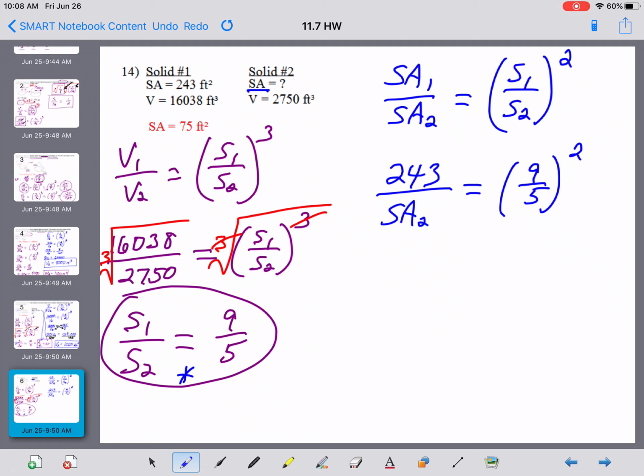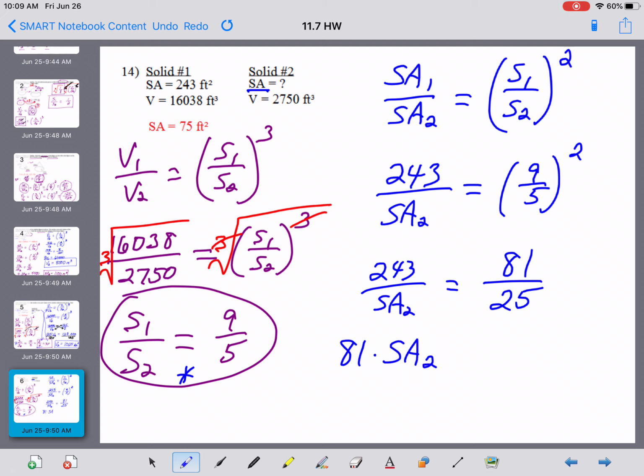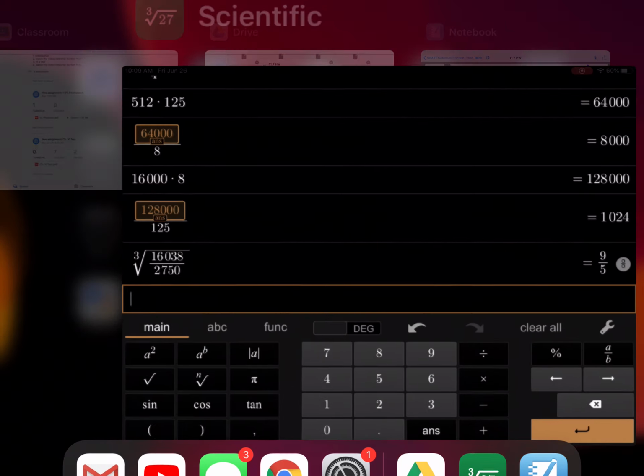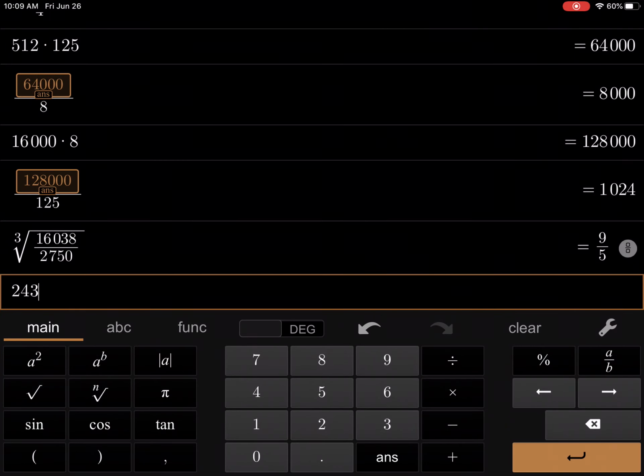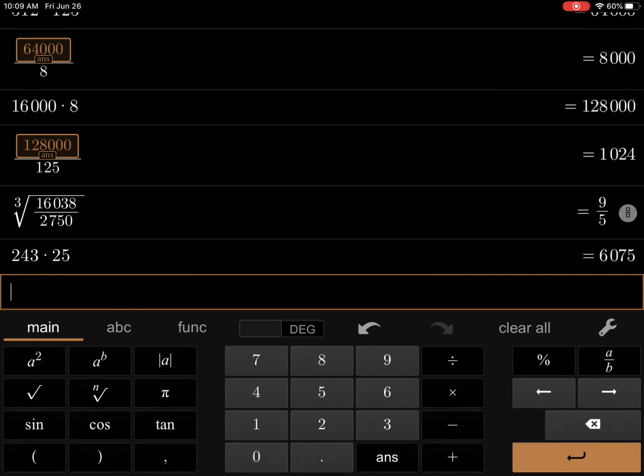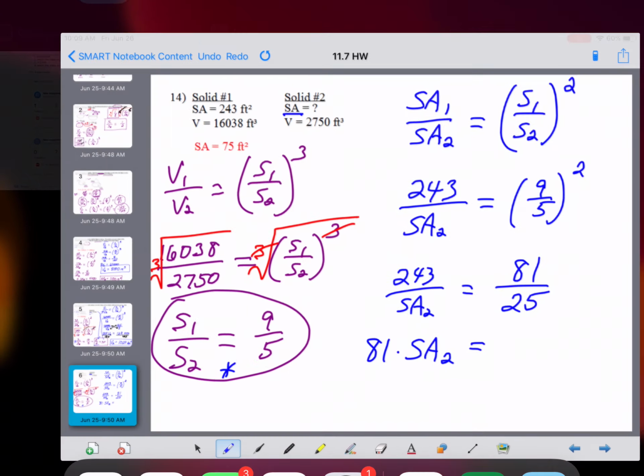Okay, let's simplify that right side. 243 over SA2 is equal to 9 squared, which is 81, over 5 squared, which is 25. Let's cross multiply. 81 gets multiplied by surface area of figure 2, and that is equal to the product of 243 times 25. 243 times 25 is going to get us 6,075.